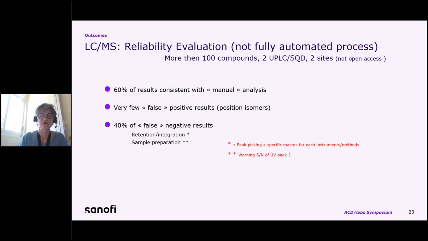So for the new system, we have a peak-picking macro, a specific peak-picking macro for each instrument and method. And we also had issues regarding sample preparation, for example, when the sample was not concentrated enough. We are thinking of putting a warning on the signal to noise of the UV peak, but it seems to be quite difficult to put in place.